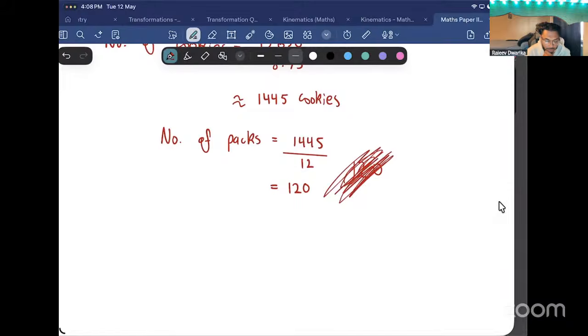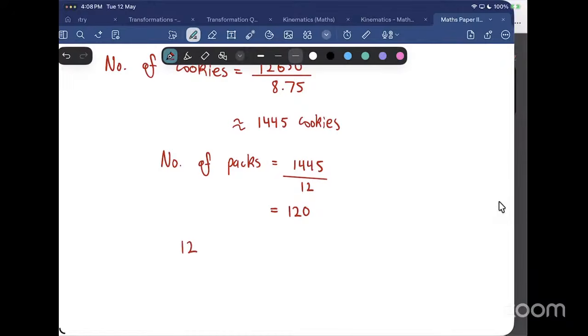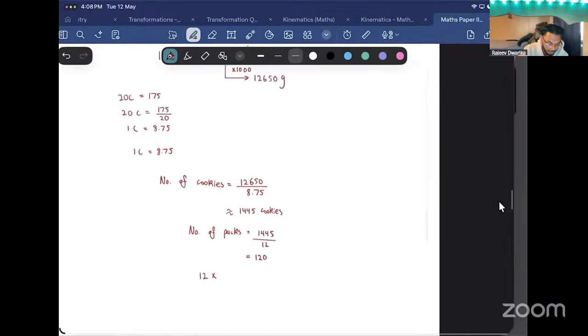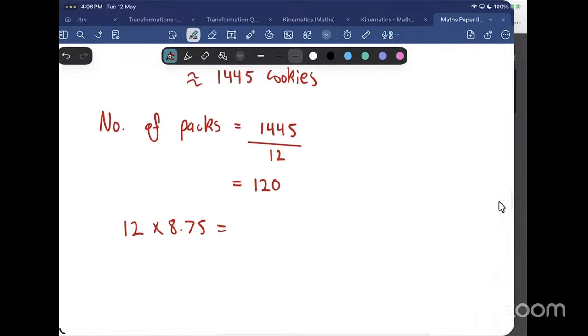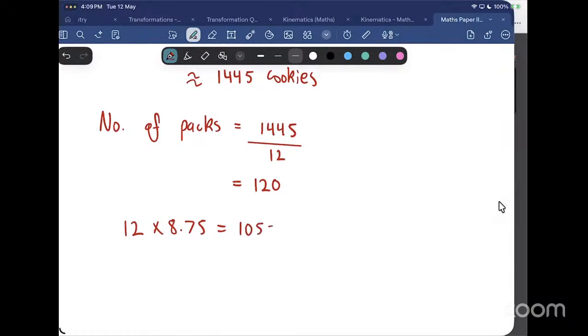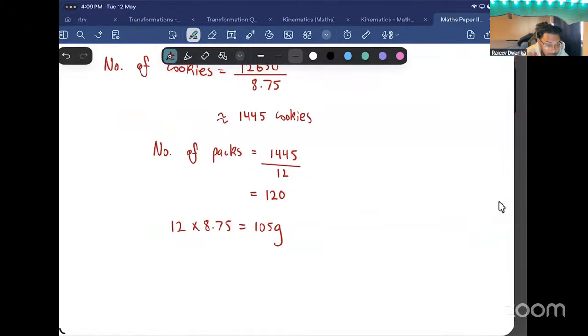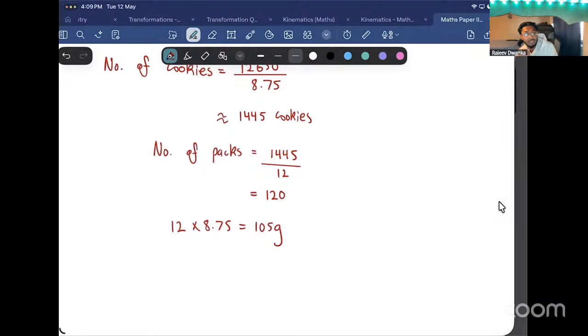All right, let me reframe our thinking. How much did I have in one pack earlier? 12. Right. So how much flour would it take to make one pack? 12 multiplied by 8.75. And what would you get? You get 105. So to make one pack of cookies, how much flour do you need? You need 105.